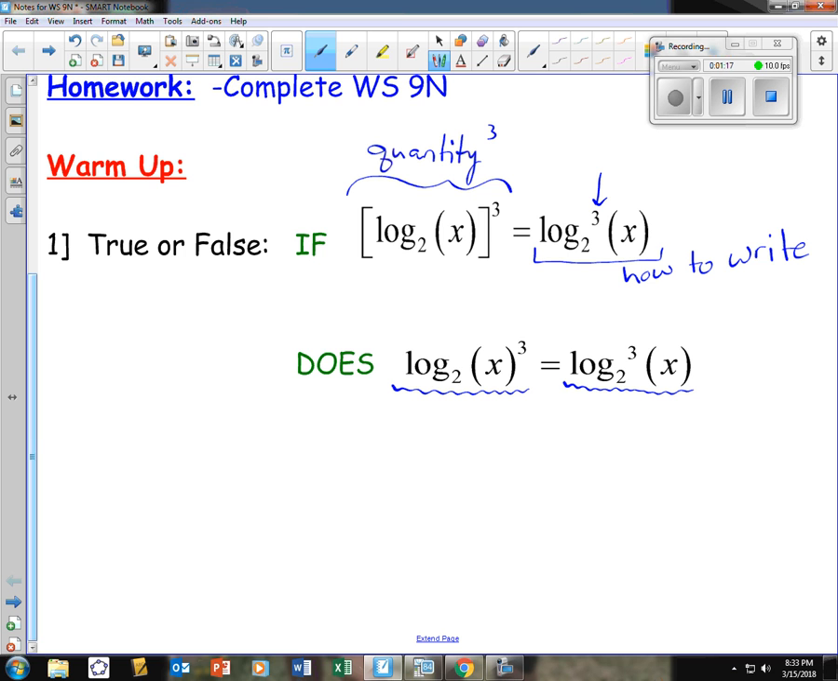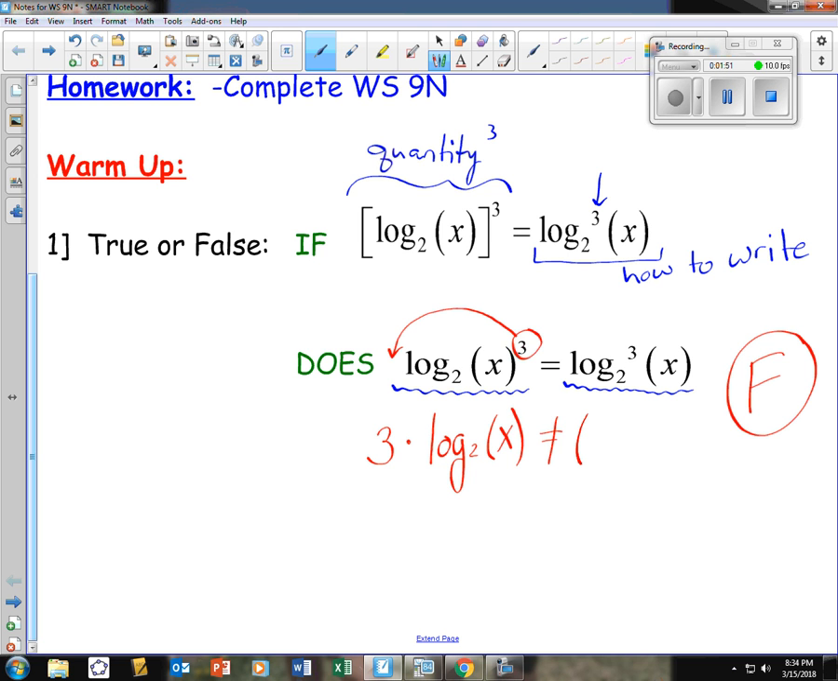So think about it. All right, that's enough. The answer is actually false. These are not the same, and here's why. This 3 that is on the x can actually be brought out front using that log property. So then it would be 3 multiplied by log base 2 of x, and that is not the same as a log being cubed. So this is false.